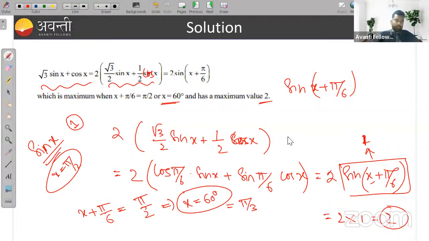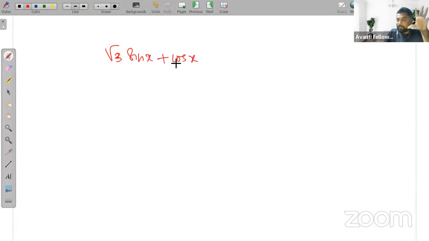Is it clear, everyone? Please repeat the question. We don't have more time actually. Okay, let's discuss this question again. The question was: √3 sin x plus cos x. You need to find the maximum value of this expression, and also you have to find the value of x for which the expression becomes maximum.